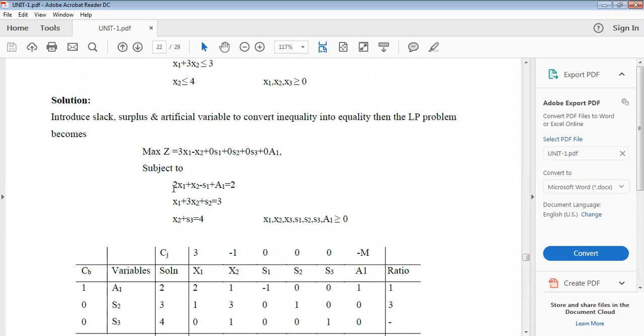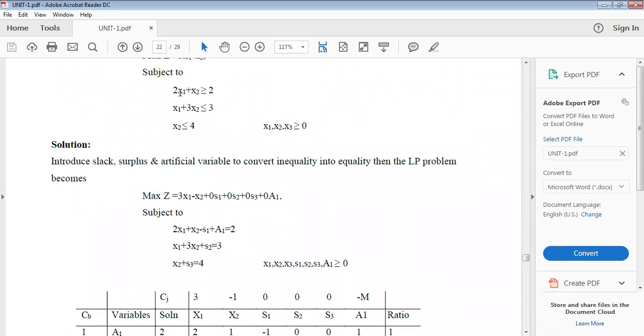Subject to the constraints: the first equation shown here, 2x1 plus x2 minus S1 plus A1, because greater than is there. Because it is a negative variable, we call it a surplus variable. If it is plus 1, plus S2, we call it a slack variable, whereas A1 is the artificial variable. Whenever a greater than or equal to sign exists, you have to add minus S1 plus A1 equal to 2. I hope you have understood this first equation.